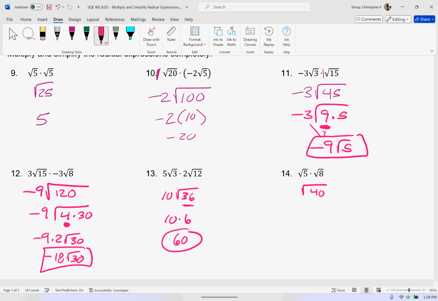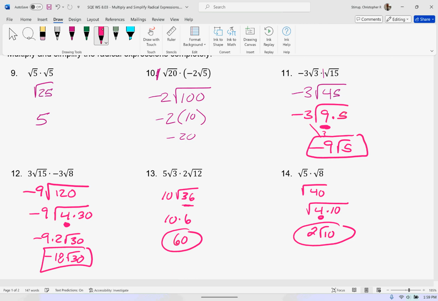Which of those numbers works for 40? 4. So 4 and 10. Square root of 4 is 2, so I get 2 square root 10. All right. Did you get the homework done now? Everyone, any questions on what we did? May I move down, and can you flip over once you're done writing? We're good?